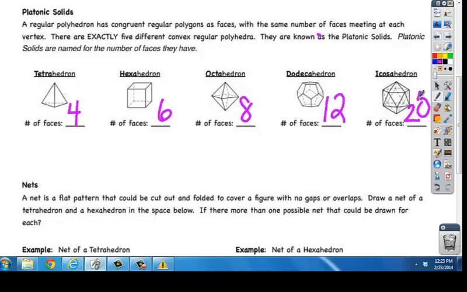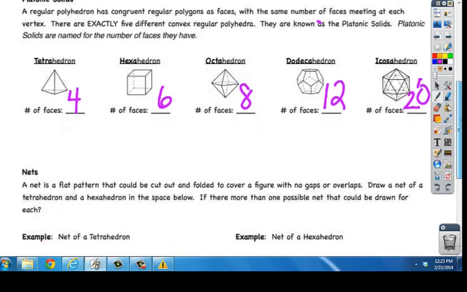And those 5 different polyhedron are called the platonic solids, because Plato proved that there could only be 5. So that's all there are. There are only 5 that are made up of regular polygons.